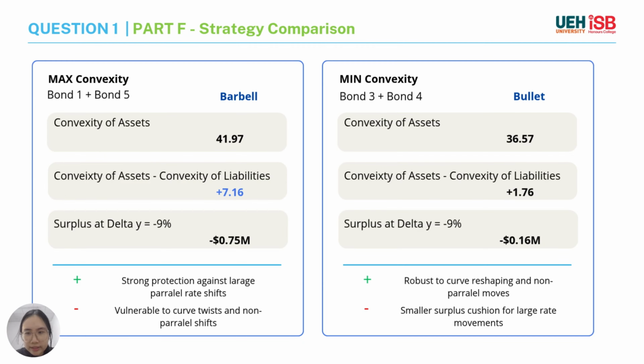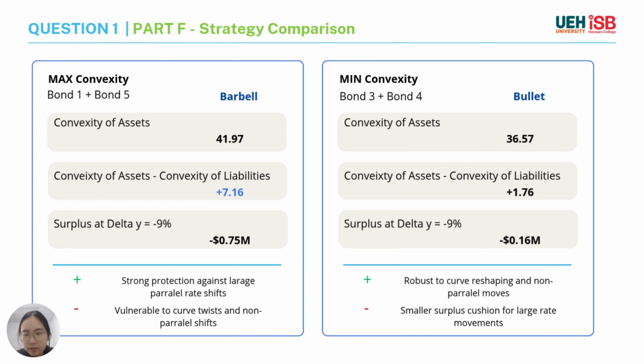So the first strategy is the barbell portfolio, which combines bond 1 and bond 5. This portfolio has a convexity of 41.97, resulting in a convexity gap of 7.16 relative to the liability. And this large convexity gap produces a steep U-shaped surplus curve, meaning that the portfolio generates significant gains when interest rates move substantially. However, the strategy also has a drawback. It is more vulnerable to non-parallel shifts in the yield curve, such as twist, steepening, or flattening.